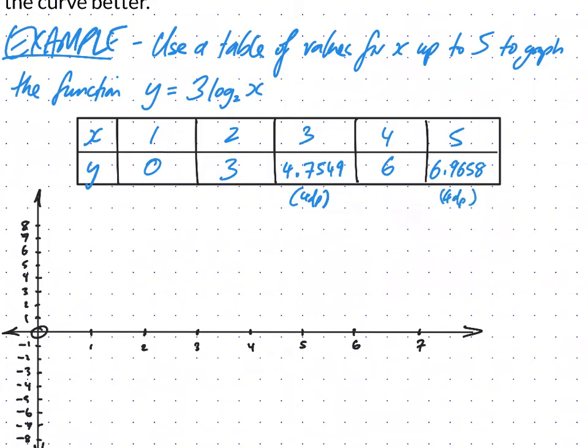So now we can plot. So when x is equal to 1, y is equal to 0. When x is equal to 2, y is equal to 3. When x is equal to 3, y is equal to 4.75. So it's going to be 3/4 of the way between 4 and 5. When it's 4, y is equal to 6. And when x is equal to 5, y is equal to 6.9658. So really, really close to 7.